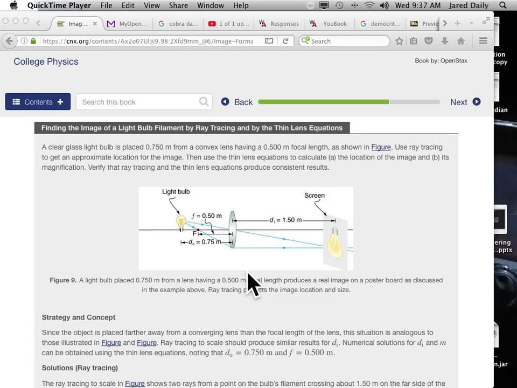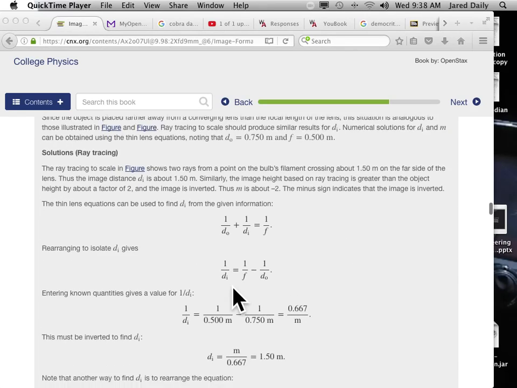The image is way over here, and the distance to our light bulb is longer than the distance of our focal length. That turns out to matter in this equation. If you put your object closer to the lens than the focal length, it changes things dramatically because of this equation. But it's outside of the focal length, so it's a simple one. We go ahead and plug in our numbers. We've got an F, we've got a D object. We want to calculate D image. So we go ahead and plug our numbers in here.